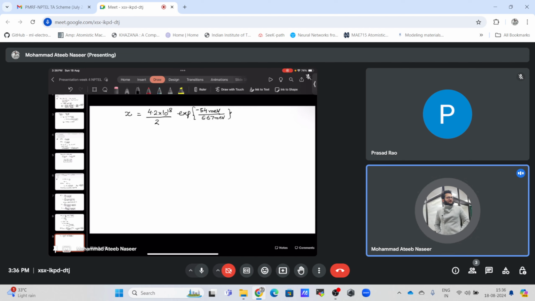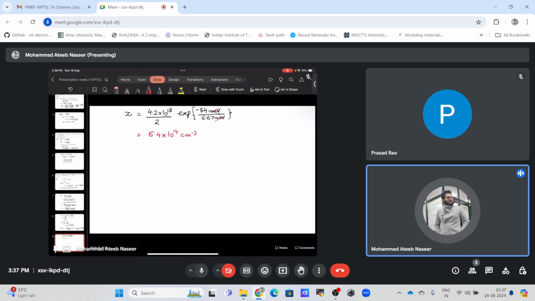So this milli electron volt and milli electron volt will cancel, and we will be simply left with this exponential of minus 54 divided by 6.67, which is 8.095. This is exponential of minus 8.095, which is 3.04 into 10 to the power of minus 4, into 4.2 divided by 2. So it's 6.4 into 10 to the power of 14 per centimeter cube.